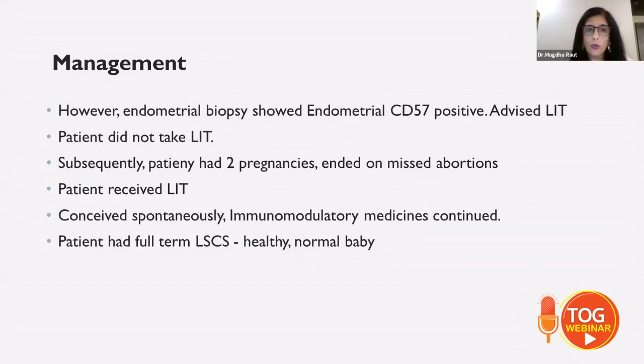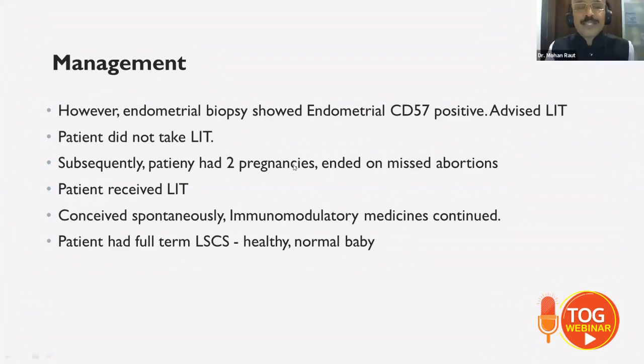She decided not to take LIT. But subsequently, the patient had 2 pregnancies which ended in a missed abortion. The patient then agreed to take LIT and she conceived spontaneously after LIT, and she had a completely healthy pregnancy. Immunomodulatory medicines were continued throughout pregnancy, and the patient had a full-term LSCS, a healthy, normal baby, nor did the mother have any antenatal complications.